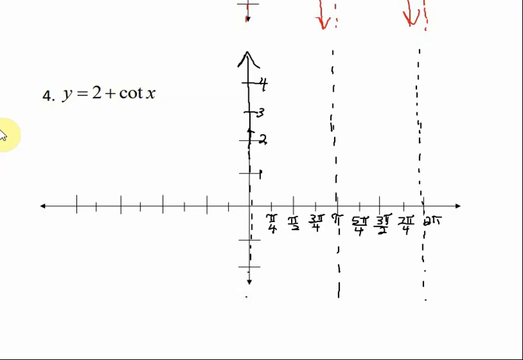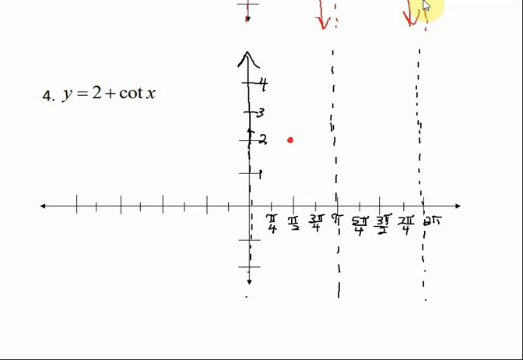And the asymptotes stay in the same places. For cotangent, that would be at pi and 2 pi, or every pi radians. And then at pi over 2, we would normally have a point at 0. But since it shifted up two spaces, instead of it being at 0, it's going to be at 2. And then at pi over 4, that would normally have a point at 1, but we're going to go up two spaces.